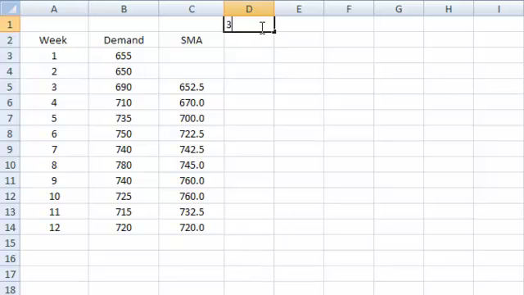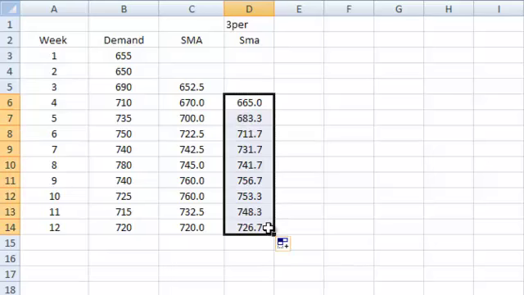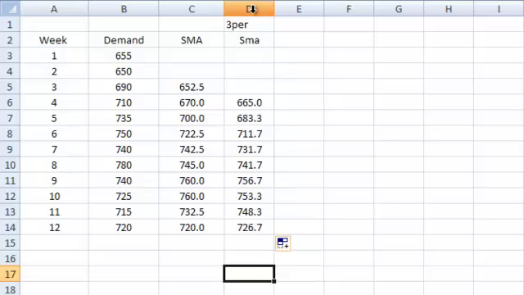We could do a 3-period simple moving average. In this case, we'll begin our forecast at week 4. We'll put our formula in. So we'll take period 1 plus period 2 plus period 3, close the bracket, and divide by 3. And again, we can click and drag. So the only question in using a simple moving average is how many periods do I want to include in the average?